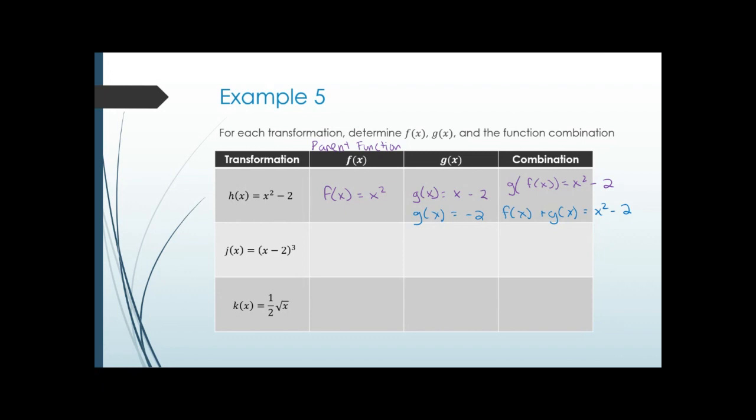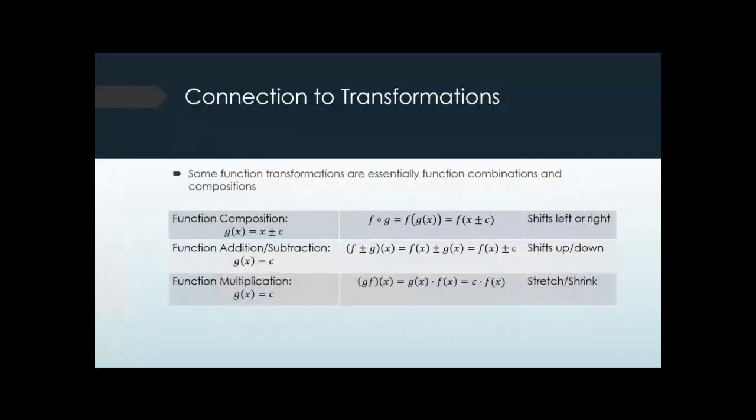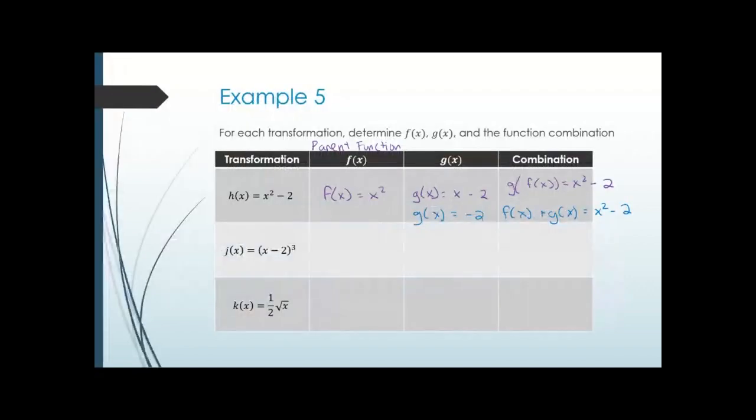And if you think of it as the function addition, then we are shifting, that is, if I go back to my previous slide, that's a shift up and down, where your g of x is equal to a constant. So if it's a minus 2, we're taking our x squared and then we're making it go down 2 by adding negative 2 to it.